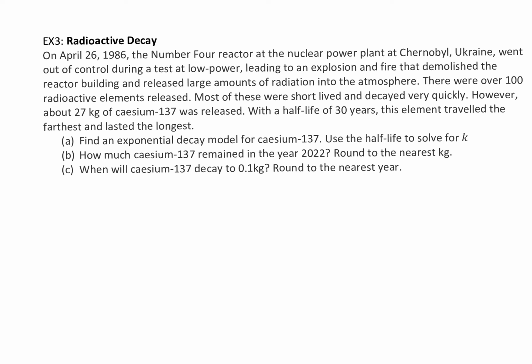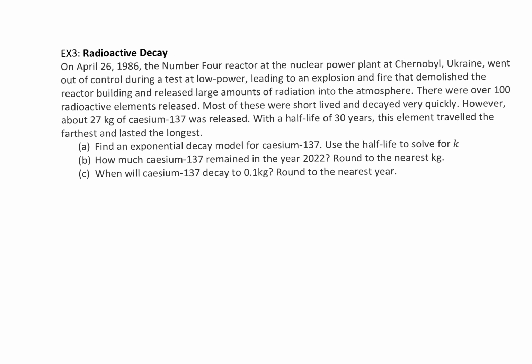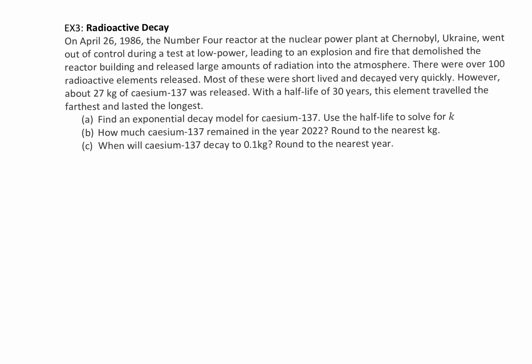So there were over 100 radioactive elements that were released, but most of these were short-lived. However, about 27 kilograms of cesium-137 was released. And now cesium-137 has a half-life of 30 years. So it lasts for a fairly long time. And this element traveled the farthest and lasted the longest of all the elements that were released.